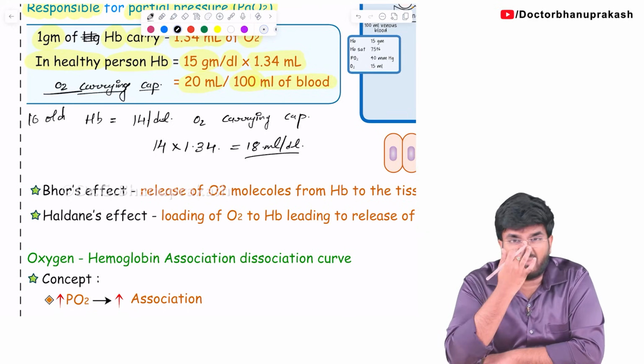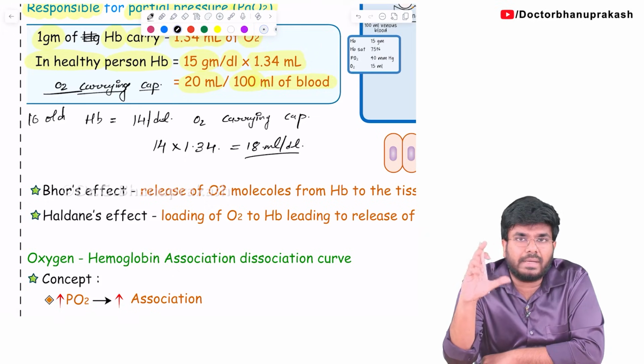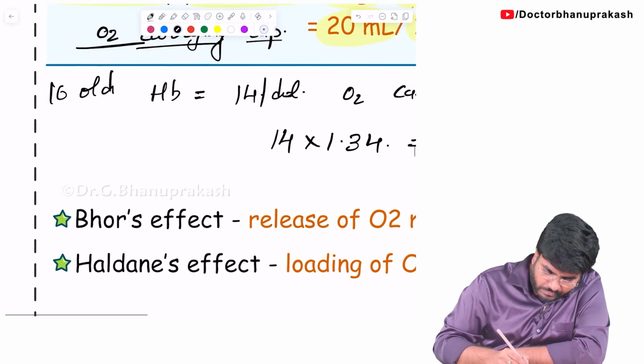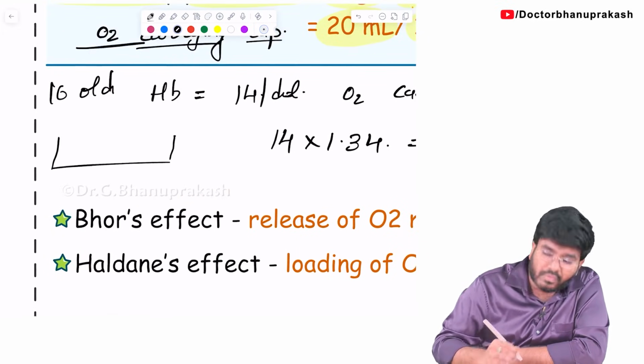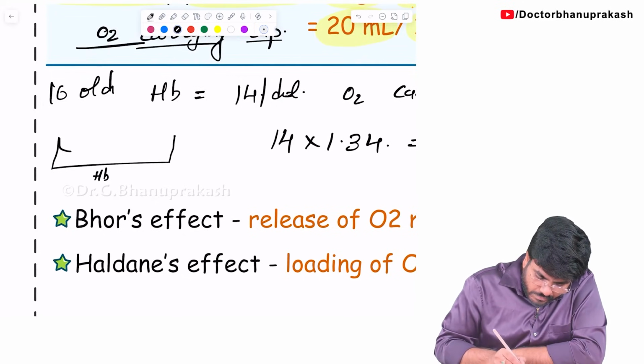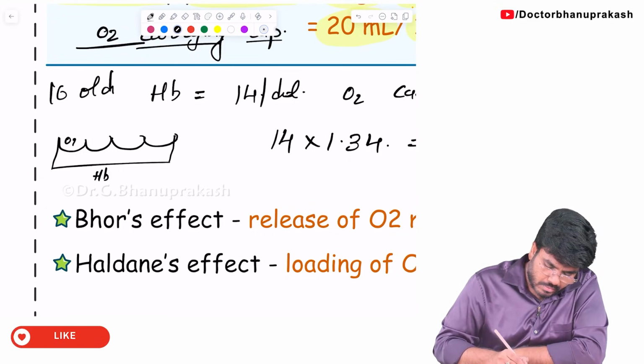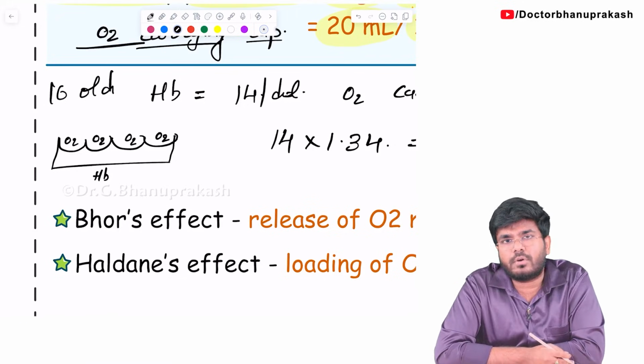Again I am repeating, sir, 1 gram can carry 1.34 ml, and 1 deciliter of your blood can carry 20 ml. Some students will confuse, sir, here I am not talking about 1 gram, I'm talking about 1 molecule of hemoglobin. Sir, 1 molecule of hemoglobin can carry how many molecules of oxygen? 4 molecules of oxygen. So, 1 molecule can carry up to 4 molecules of oxygen.